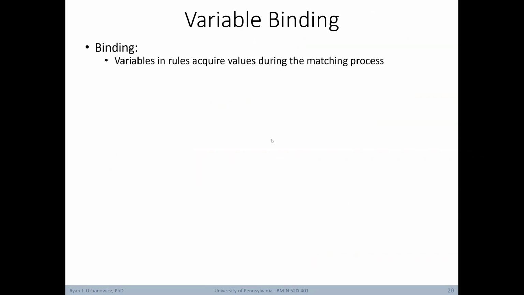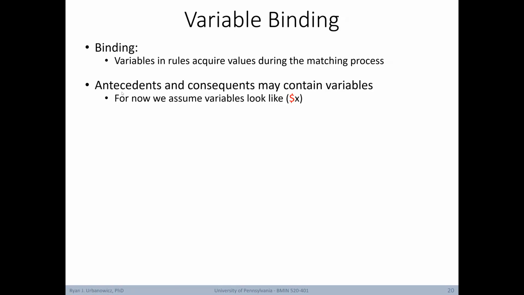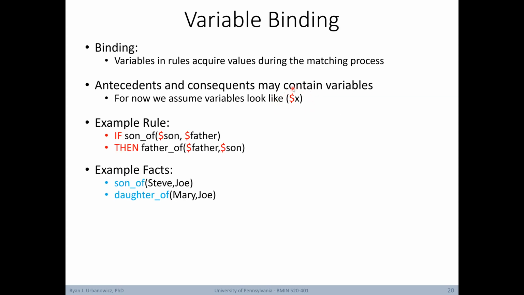An important part of this matching process is the concept of variable binding. This is similar to binding from logic. And here, variables and rules acquire values during the matching process. So both antecedents and consequents may contain variables. For now, we're going to assume that variables are going to look like this, since this is how the Pike expert system programming language that we're going to use formats variables. Basically a $ sign and a variable name.